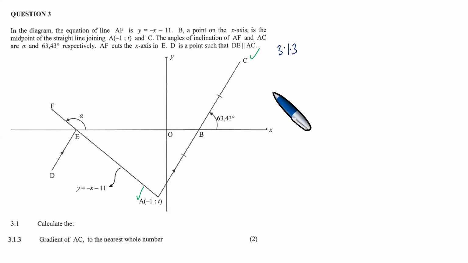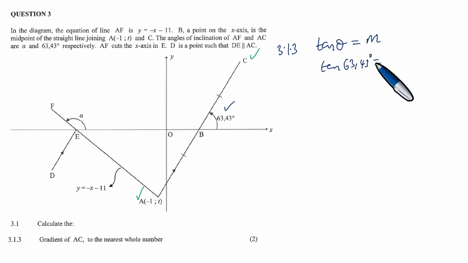To find the gradient of AC, a couple of things remain very important. We take the same thing. What is the formula? The formula generally says the tangent of the angle is the gradient. So if we're given the angle of inclination, we say the tangent of 63.43 degrees is equal to the gradient of the line AC. We use our calculator, and you realize that the gradient of AC is the tangent of this, which is actually 2. So the gradient of AC equals 2 exactly.